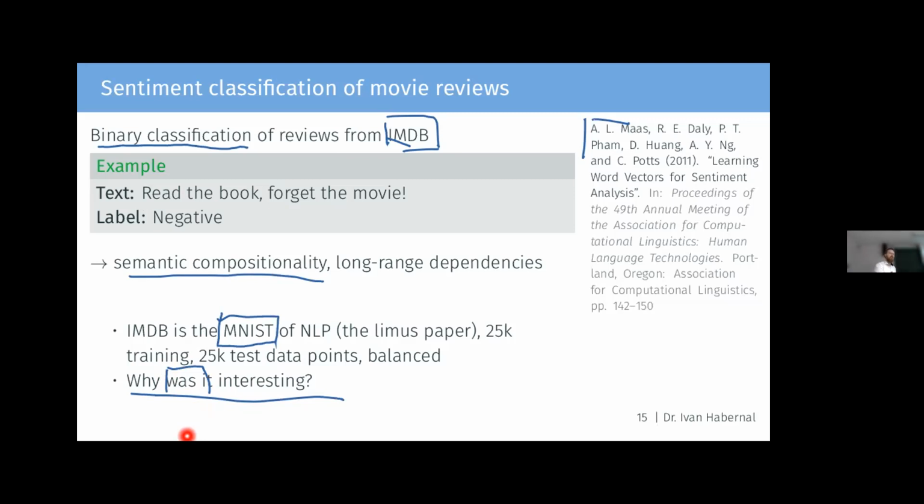How labeled? What does it mean? Probably, I don't know how IMDb rating works, but probably like 1 to 5 stars. Exactly. Somebody wrote a review and says it's 1 star, 4 stars, 5 stars. So people say, okay, everything which is 1 star is negative, everything 5 stars is positive. You scrape it from the internet and then you have a data set for free. That's one reason. Is there any other reason why people, yeah, so this is very opportunistic.